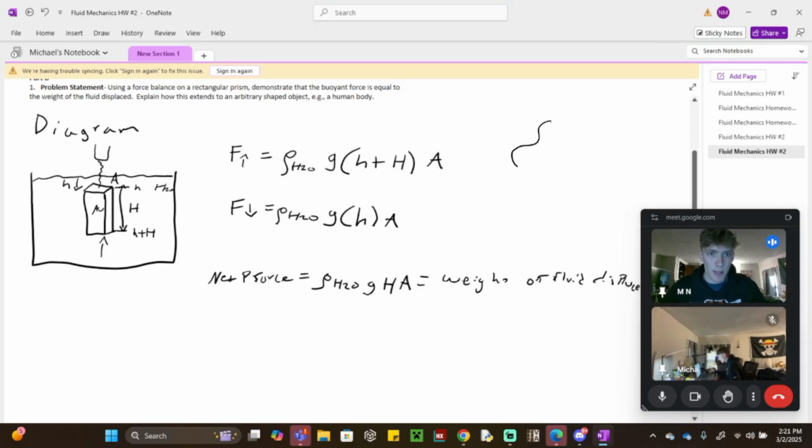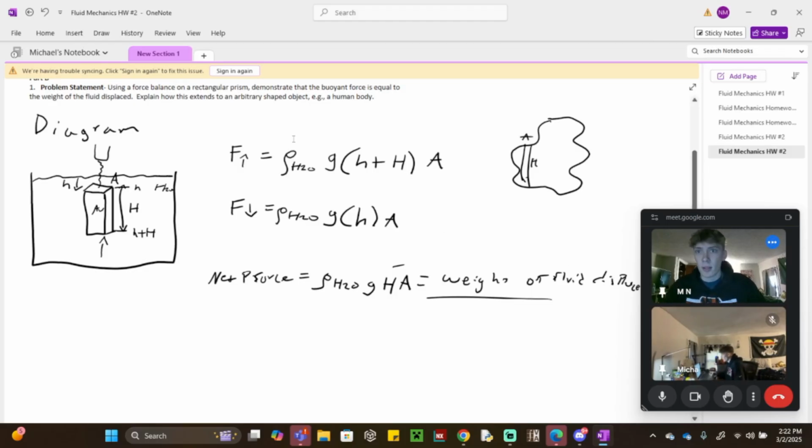So say I had some object of arbitrary shape, and we would think of it as putting it through a French fry cutter, and we'll make differential rectangles throughout this, each having a height of h and a cross-sectional area of a. We would add all these up, all of the rectangles of our arbitrary shape, and we would once again get a volume, and we could multiply that by the density of our fluid times the gravitational constant to once again get the weight of fluid displaced.